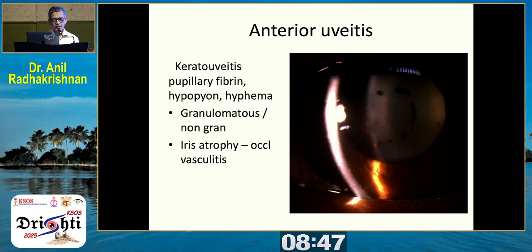Anterior uveitis, I made a mention. This keratouveitis can be very mild, usually happens in the first week. It can be very severe also. Sometimes people will come with severe pupillary fibrin and almost looking like an endophthalmitis. And hypopyon also can occur. So this uveitis can really be prevented if you give systemic antiviral agents early in the period. Rarely it can be granulomatous uveitis also. Sometimes iris atrophy can occur and there can be occlusive vasculitis.